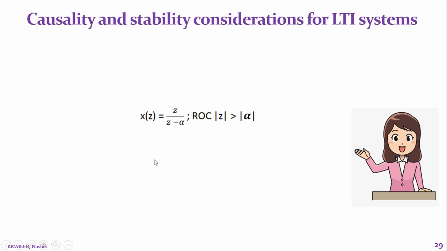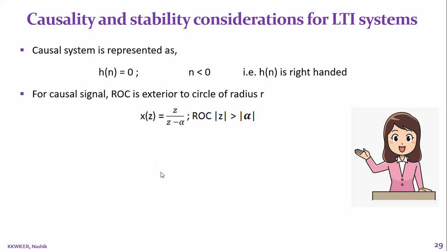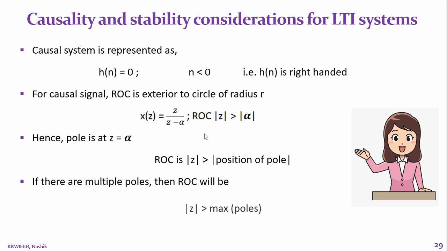Now you know that X of z is equal to z upon z minus alpha for a causal signal. So a causal system can be represented as h of n is equal to 0 where n has negative values, that is, h of n is right-handed. Hence the pole will be at z is equal to alpha by equating the denominator to 0. So ROC is mod of z greater than the position of the pole. If there are multiple poles, then ROC will be mod of z greater than the maximum of the poles.